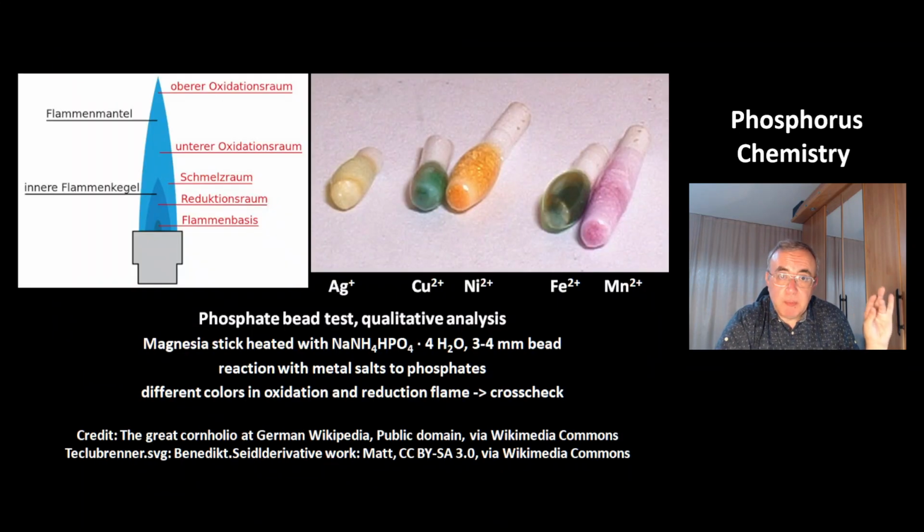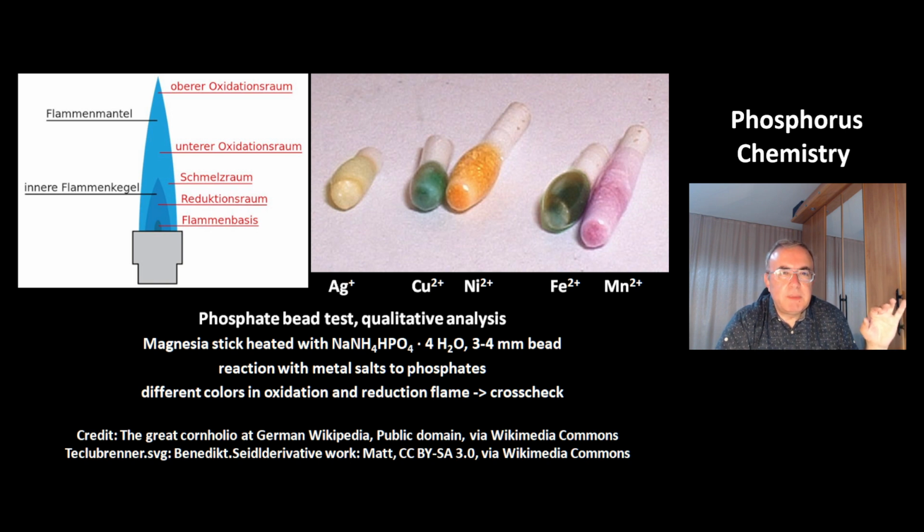This is a phosphate bead test. That's a simple qualitative analysis in inorganic chemistry. For this, you need a magnesia stick. You heat it with sodium ammonium hydrogen phosphate tetrahydrate until you have a 3 to 4 millimeter sized bead. Then you add your sample and heat it again to make the phosphate.